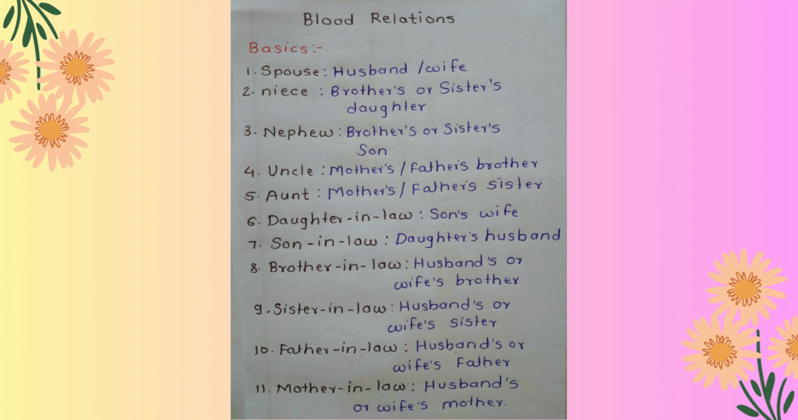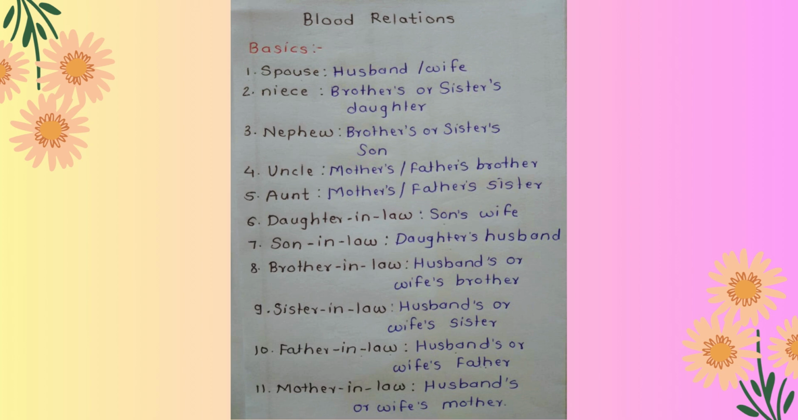The first term is spouse. The meaning of spouse is husband or wife. Then the niece. Niece is a brother's or sister's daughter. Then the third one is nephew. A brother's or sister's son is called a nephew. Then mother's or father's brother is called an uncle. Then mother's or father's sister is called an aunt.